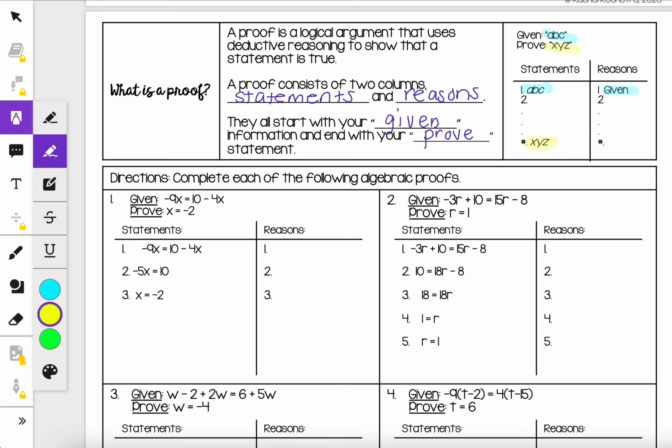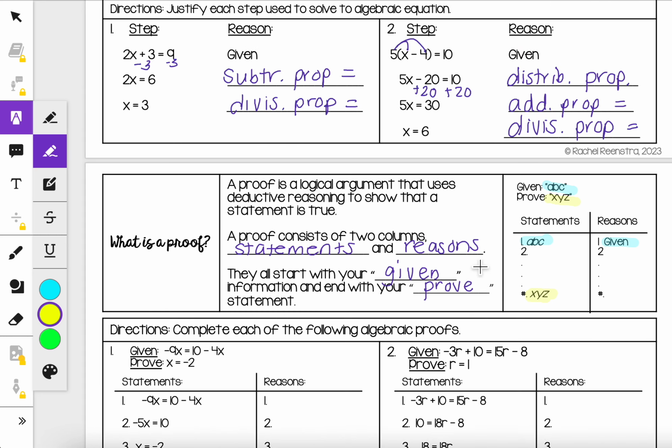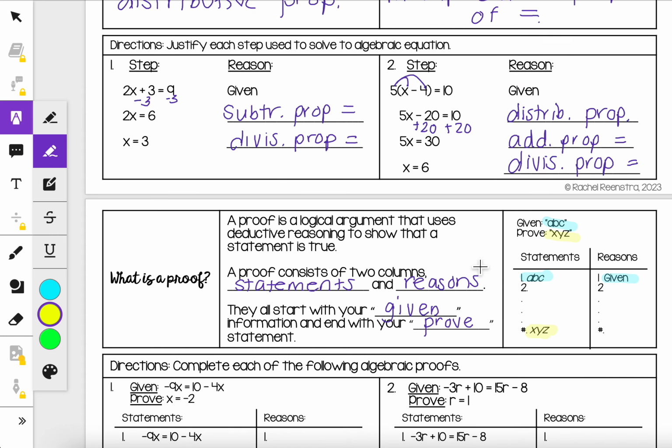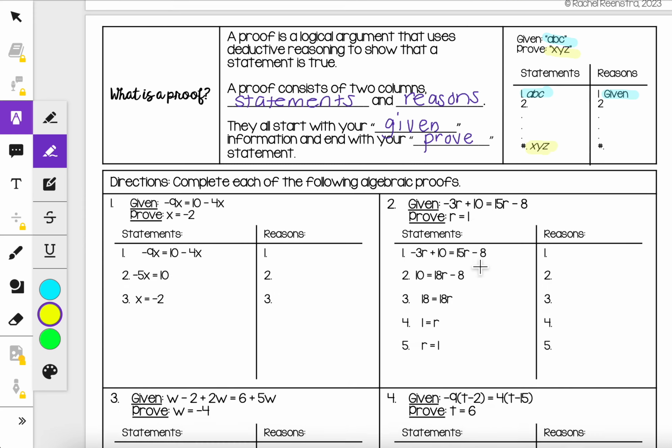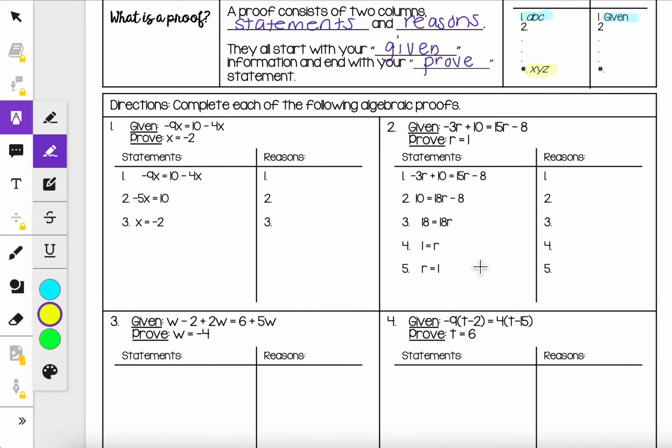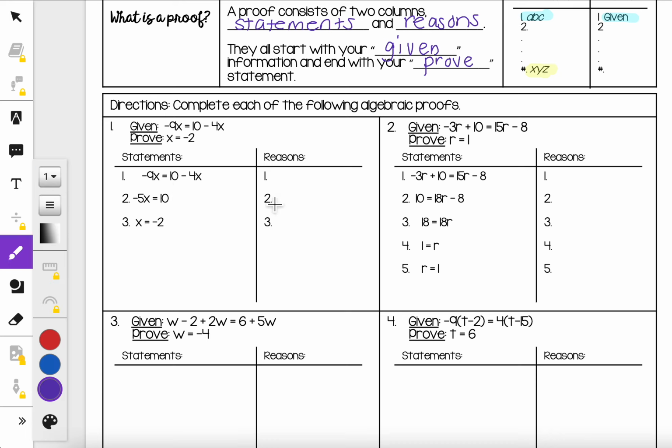So let's look at the first two. It's really the same thing that we did up here, where we're solving an equation and we want to give the reasonings or the justifications for that. Number 1, our given is negative 9x equals 10 minus 4x, and we want to try to prove that x equals negative 2. To prove that, we need to solve this equation. So our first statement is always our given. We rewrote that negative 9x equals 10 minus 4x.